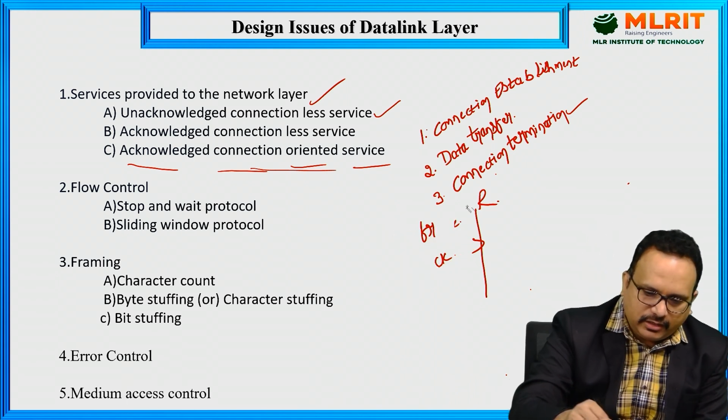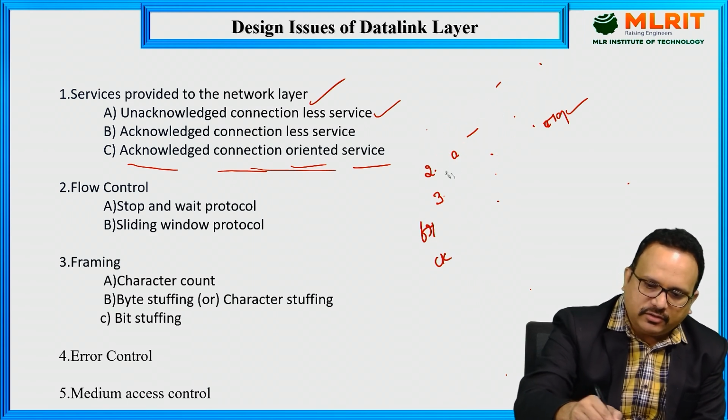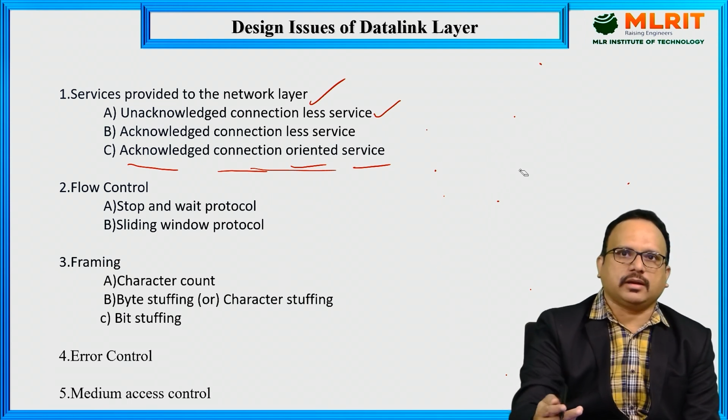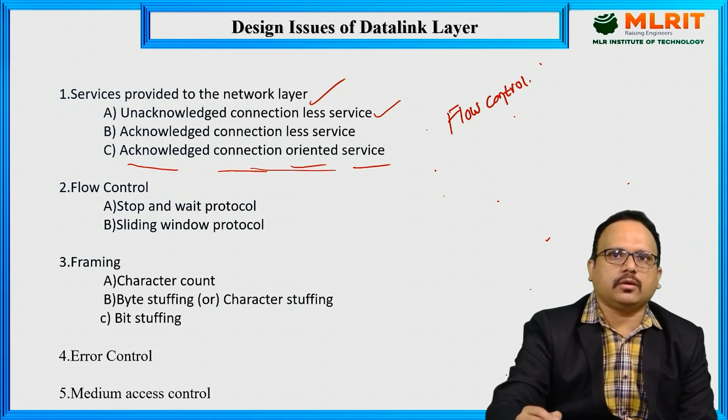So this is the first service that is being offered by the data link layer to the network layer. And the second one is the flow control mechanism. So what is the concept? One of the design issues of the data link layer is flow control mechanism. So what is the main concept of this flow control mechanism?